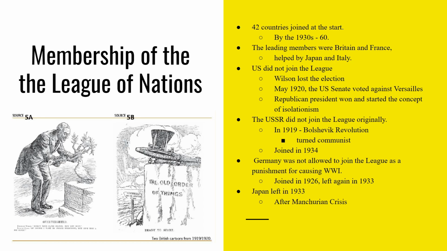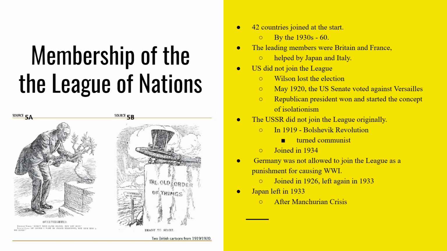Germany was not allowed to join the League of Nations. It was basically a punishment for them causing World War I. They said, you guys are not very peaceful. Since you are not a peace-loving nation, we don't want you in this group, and you cannot join us until you can prove that you can be peaceful. Then in 1926, they proved that they could be peaceful, and they joined, and they left again in 1933.